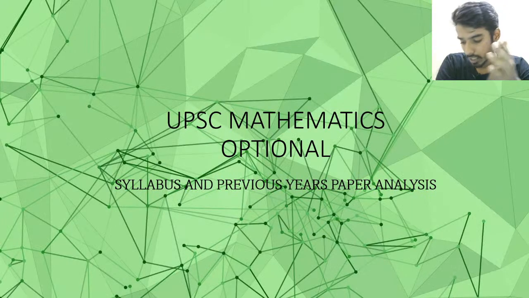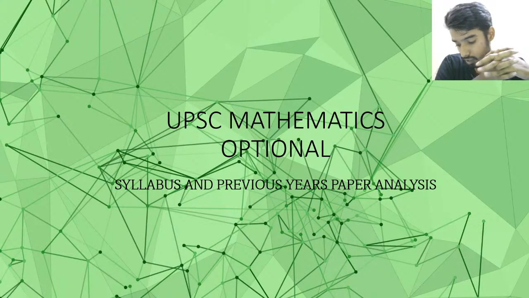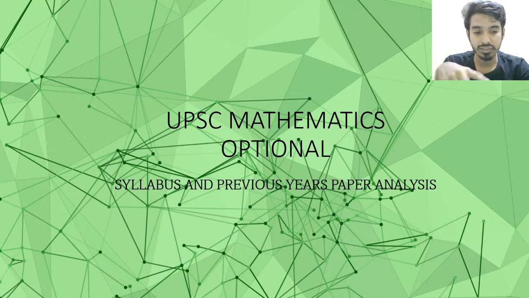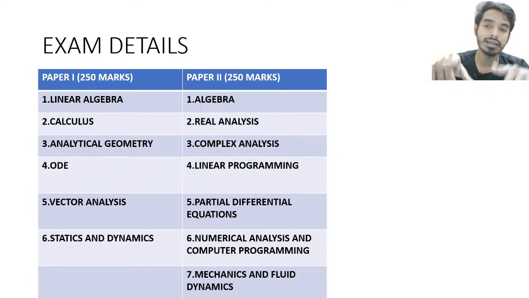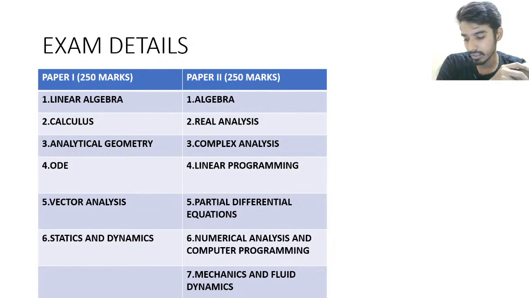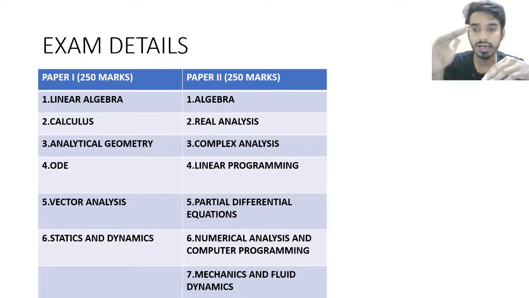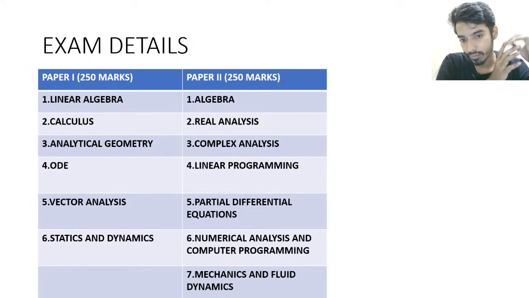Yes, so now we'll get into our content, which is the UPSC mathematics optional syllabus and previous year's analysis, right? Let me see briefly that we have paper 1 and paper 2. In paper 1 we will have 6 topics and in paper 2 we will have 7 topics. In paper 1 we have linear algebra and calculus, where calculus is split into differential calculus and integral calculus, and we have analytical geometry, differential equations, vector analysis, and statics and dynamics. These are the 6 topics that I'm going to concentrate on in this video, that is paper 1, right? In paper 2 we have modern algebra, analysis, complex analysis, real analysis, linear programming, partial differential equations, numerical analysis and computer programming, mechanics and fluid dynamics, right?